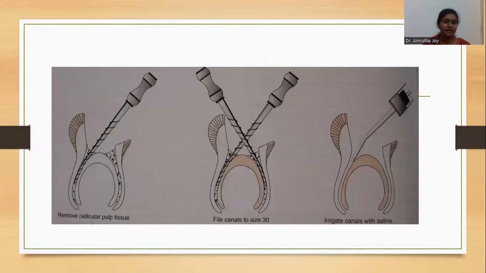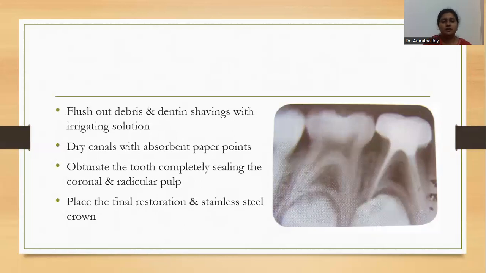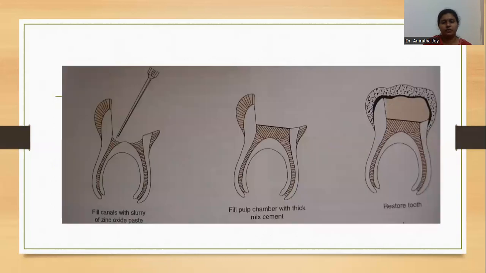First, we need to prepare the access cavity and deroof the pulp chamber, then remove the pulp tissue, and then do the BMP using files and irrigate the canals with saline as an irrigant. Then flush out debris and dentin shavings using saline, and then dry the canals using paper points. Then obturate the tooth completely and seal both coronally and the radicular portion, and then place the final restoration, a stainless steel crown. Fill the root canals and give the restoration; the final restoration is a stainless steel crown.